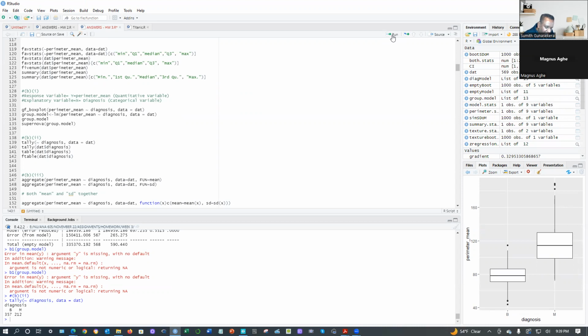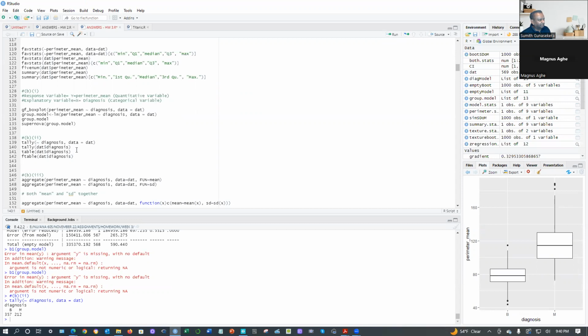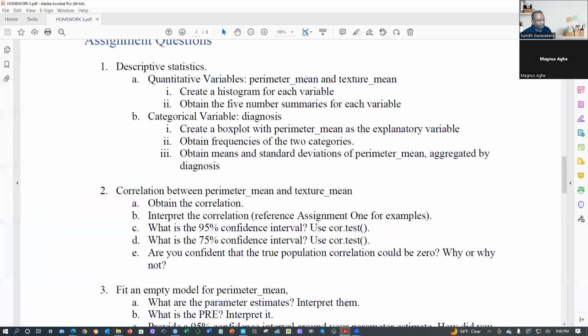Number of patients in malignant is 212. I put that in NB. Oh, sorry, this one B, okay, not T. NB means 357. NM, the number of patients, is 212. You can denote it like that. So, tally, go to data and go to diagnosis. Same thing, table, F table, they all produce the same thing. Okay, that's part B, session number 1.